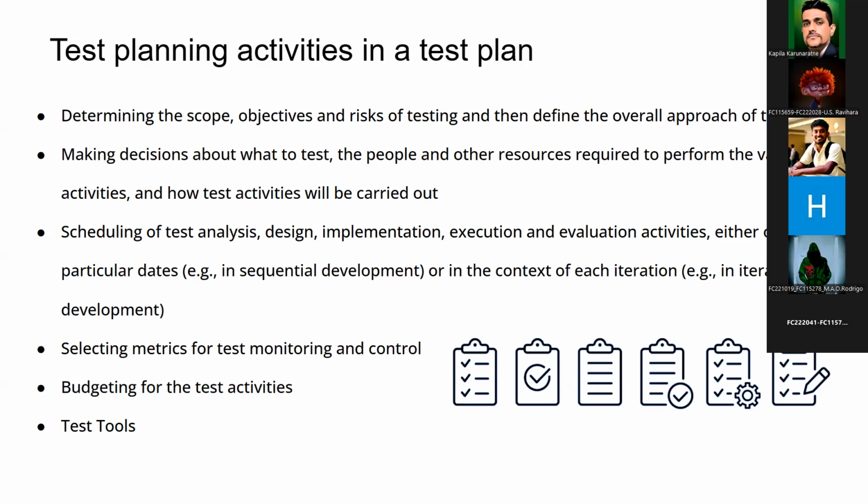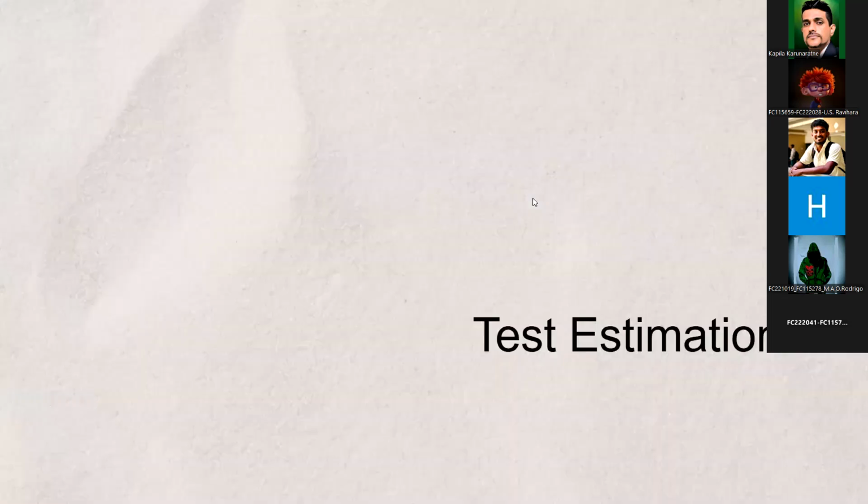We will be using this information to make some decisions, and how we are going to start testing, and especially scheduling, when these different tasks will be performed, how we are going to monitor and control, and your budget and test tools. All this will come up. I think this is one of the key areas that is required in the test plan, and it will be part of planning, as I mentioned previously.